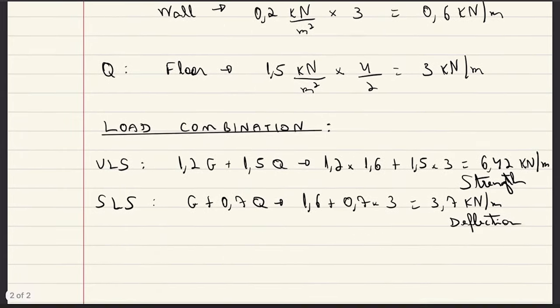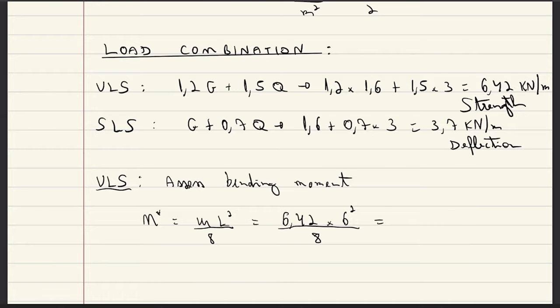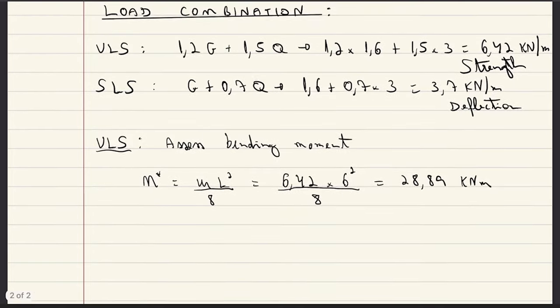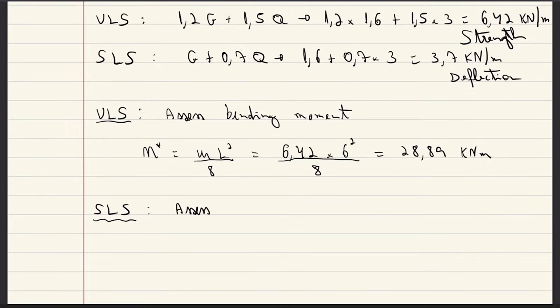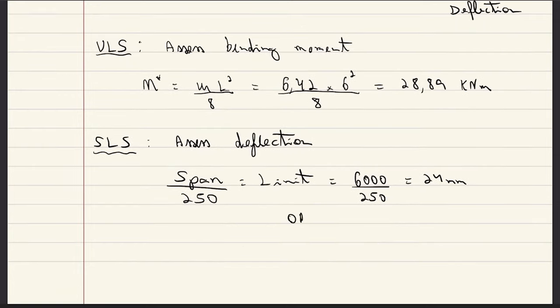To calculate the design action, we simply use the formula for bending moment, which is moment equals load times the length squared divided by 8. We've got 28.89 kilonewton meters. And the deflection limit will be the span divided by 250. You can also check live load divided by 360. And if the wall was made of a brittle material, we can do span divided by 500. Since 24 millimeters is a little too much, we will limit the beam to deflect 12 millimeters. And this number can vary according to the designer's assessment.